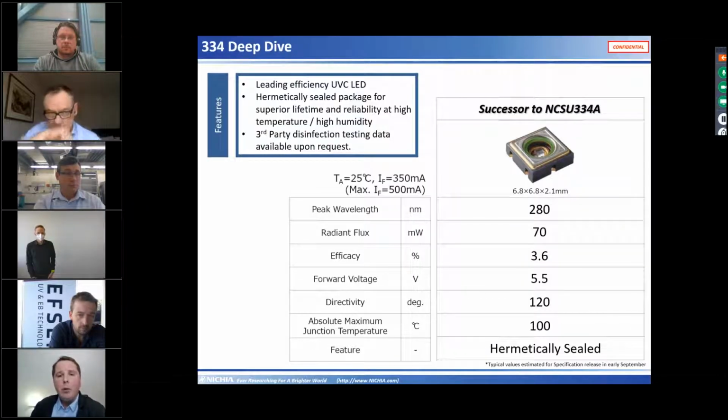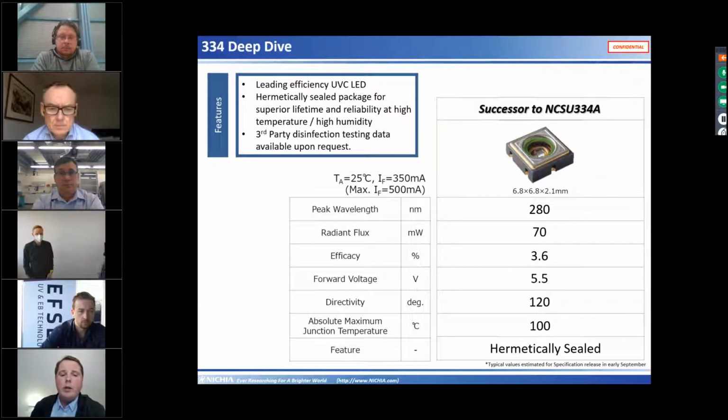Diving into our main product for disinfection at the moment, which comes with a peak wavelength of 280 nanometers. It is specified with 70 milliwatt at 350 milliamps, but because we are delivering such high quality and high reliability, you can also drive it up with up to 500 milliamps, achieving approximately 100 milliwatt out of one LED chip, which is quite impressive. Also, in terms of efficiency, we are at around 3.6%. However, this is world leading at the moment. There is no company in the world that can do efficiency in UVC like that.